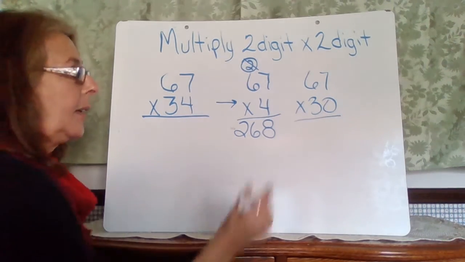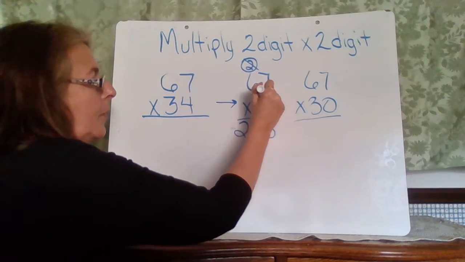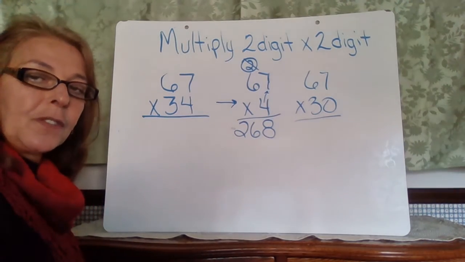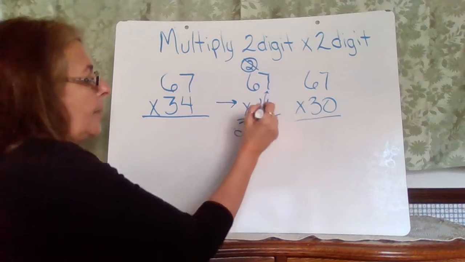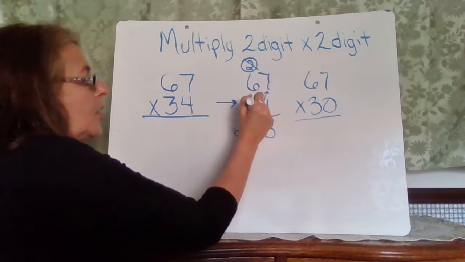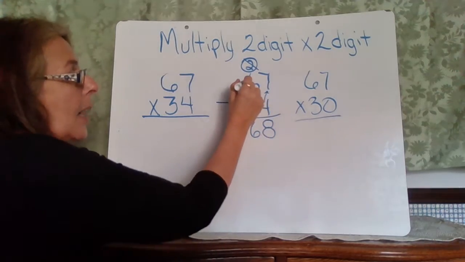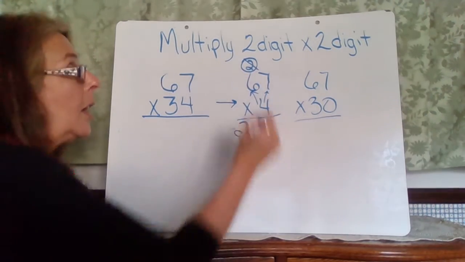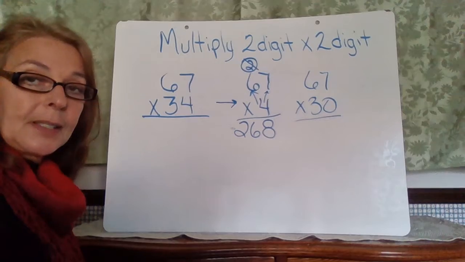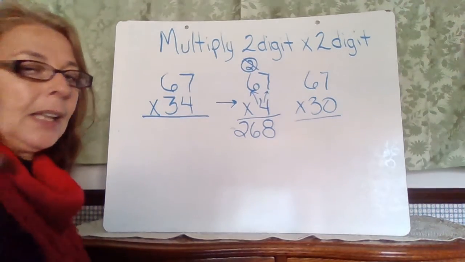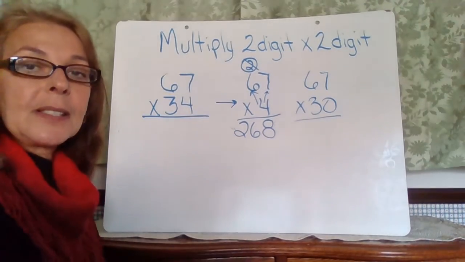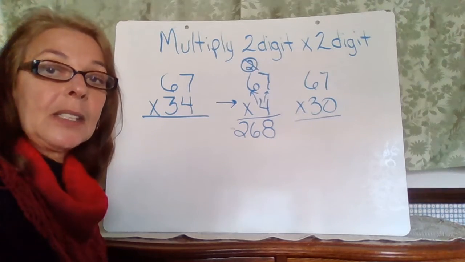Let me go through that again. From the bottom, 4 to the 7 first. 4 times 7, 28. Put my 8, regroup my 2 in the tens place. Then I'm going to multiply 4 times 6 is 24, plus 2 is 26. First partial product.